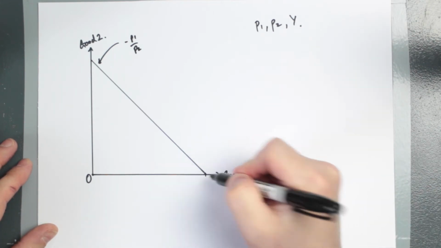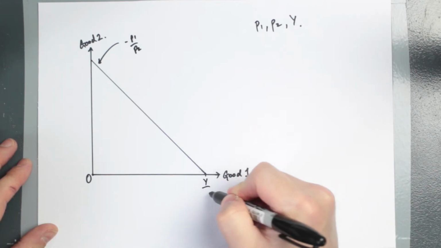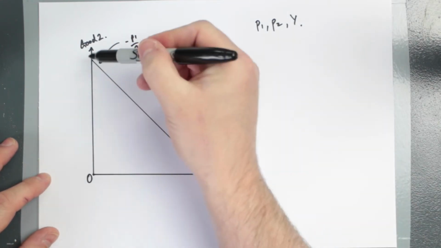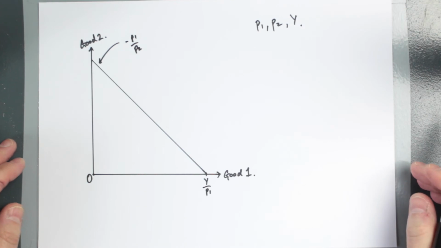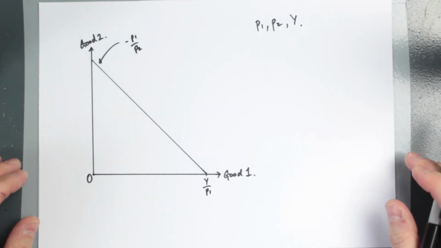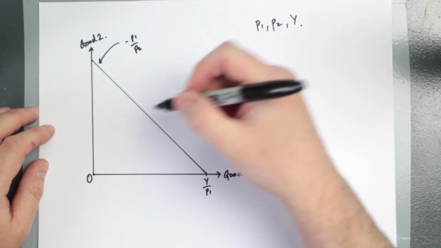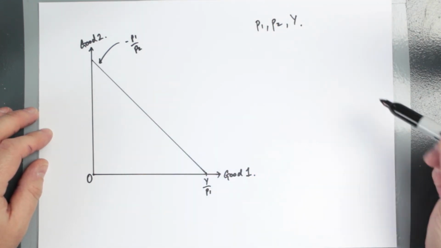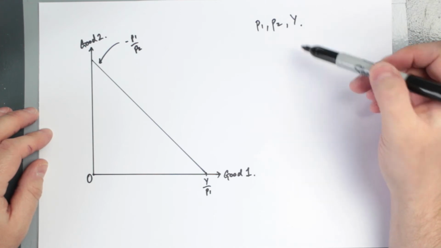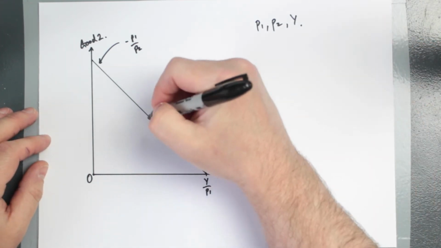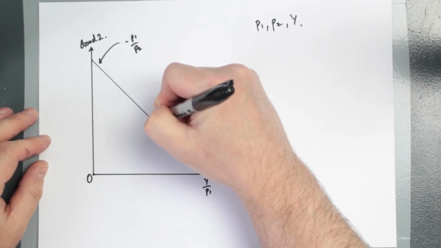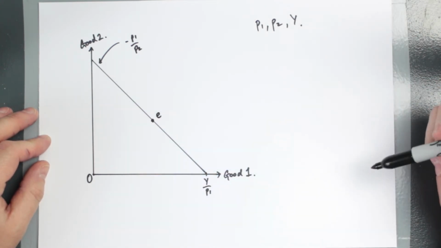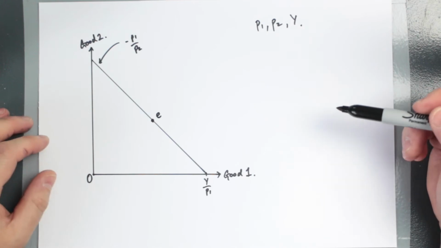And this point here is Y divided by P1. Okay, and we know this point here is Y divided by P2. So we're already familiar with budget lines. So what happens when the consumer faces these prices and income is they choose their most preferred bundle of goods. So let's denote that by bundle E to denote an equilibrium, a consumer equilibrium bundle.